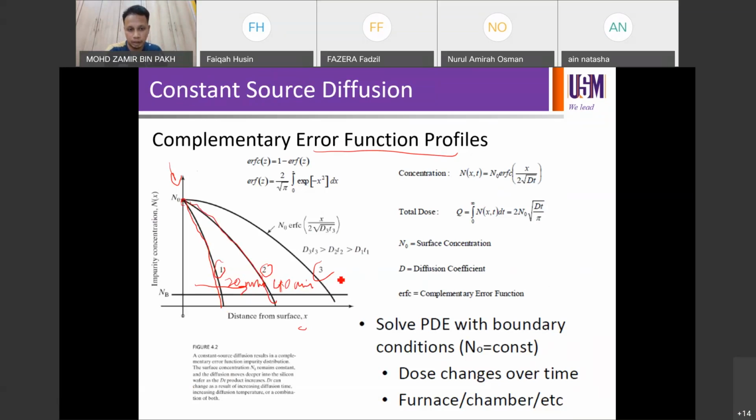And 3, maybe you run the process for 60 minutes, then it's going to go deeper into the silicon, to the right here, right? But notice that the N naught value doesn't change, even though you run the process longer and longer. Your N naught maintains at the same value, but your profile goes deeper into silicon.